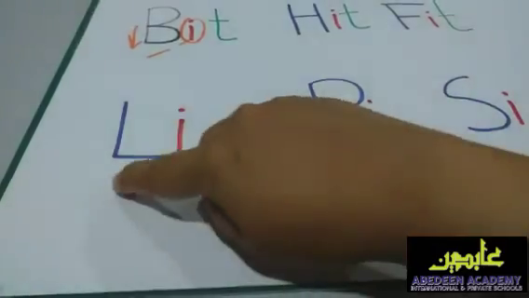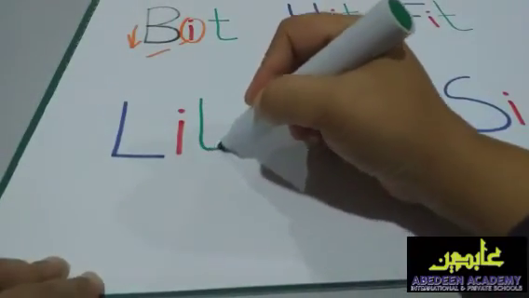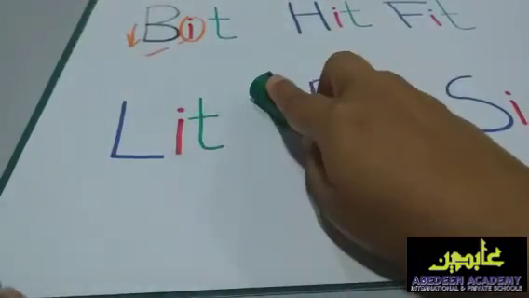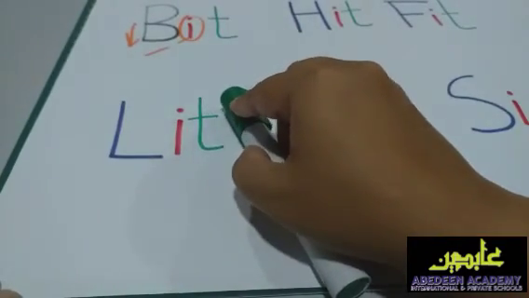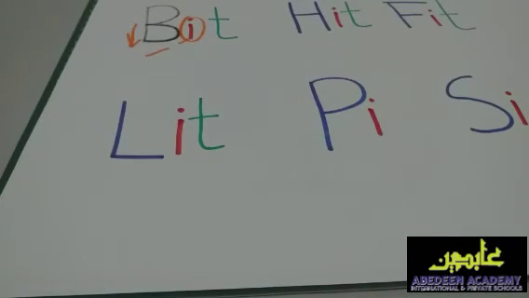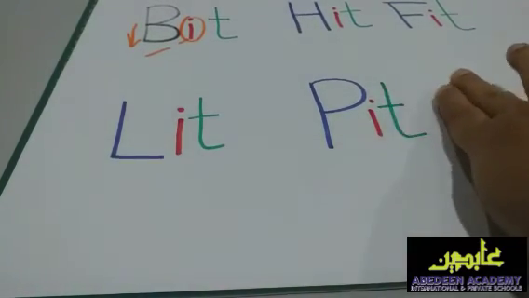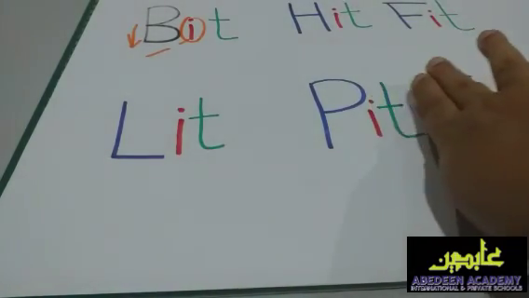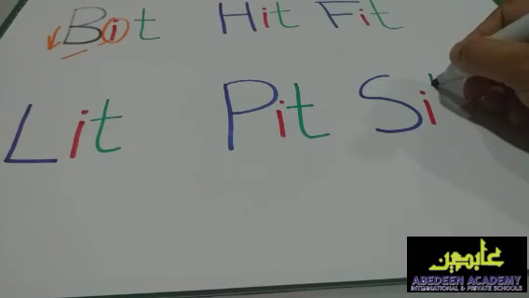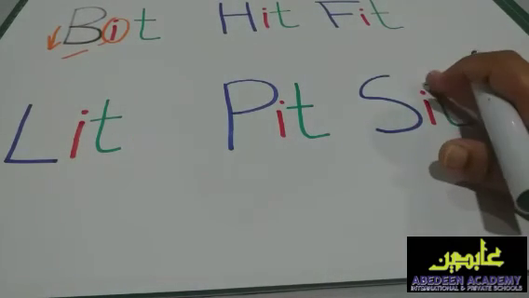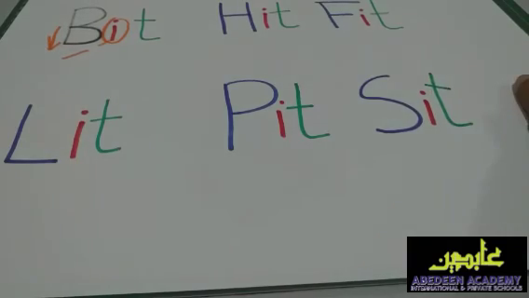The next one is Li, and then I put a T here. So it is Li, T. So when you read it together, it is lit. Okay? And the next one is P-I, it is Pi. Okay? You read it downwards, Pi. I put a T here, and then it is Pi, T, and it is pit. Okay? Then the next one is S-I, Si, and then I put the letter T here and it becomes Si, T. So when you read it together, it becomes sit.